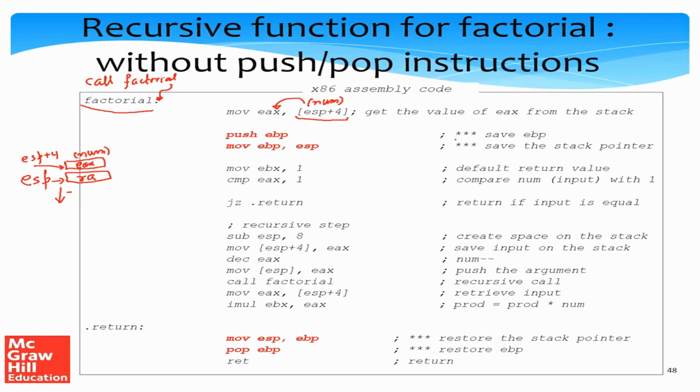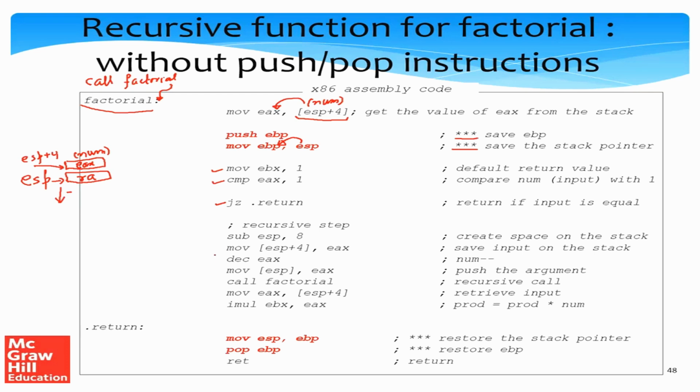Then what we can do, recall the star star star, which are the new instructions. We can push EBP. So we can store the value of the base pointer that was there and transfer the value of the stack pointer into the base pointer. Well, subsequent instructions are the same: setting the default return value, comparing the number with 1, jumping if there is an equality. This is all the same.